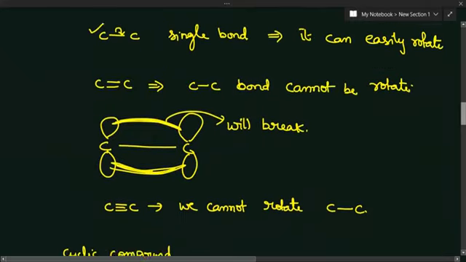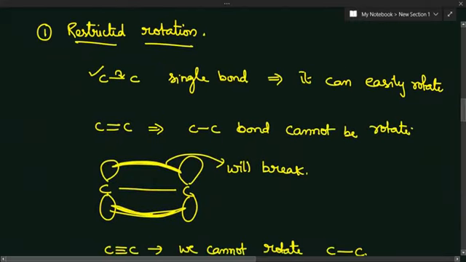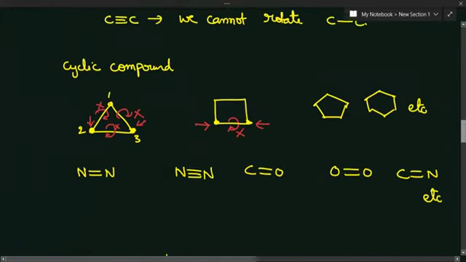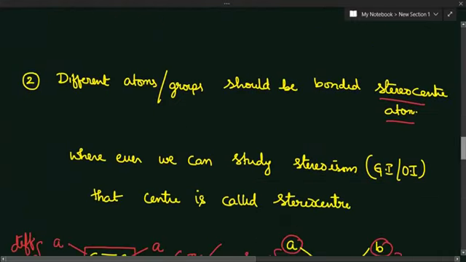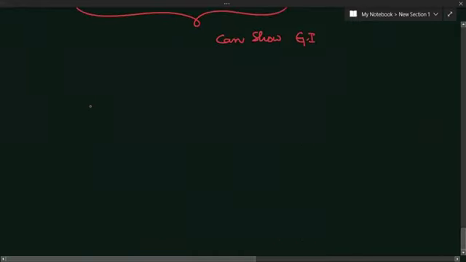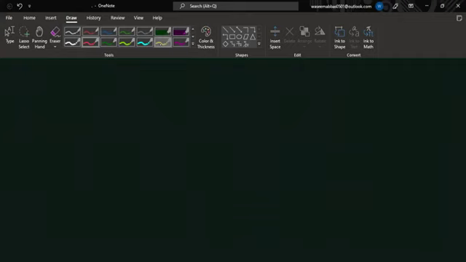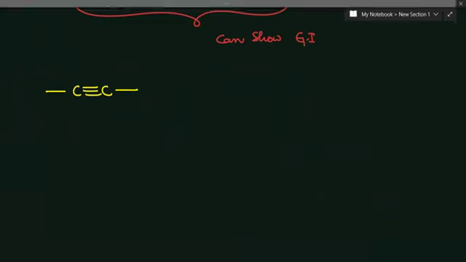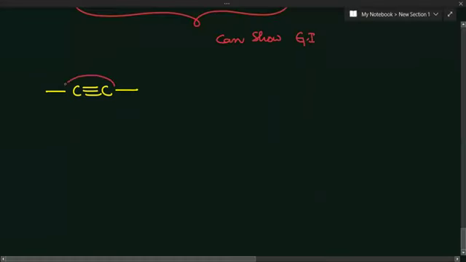Conditions are important. As I told you, the first condition is restricted rotation. That restriction can be because of the double bond or triple bond, or can be because of the ring, and different atoms should be bonded. Now, if you take an example of alkyne, C triple bond C, the first condition is satisfied, no doubt, that is restricted rotation, but it has only one bond. It has only one bond, so no two different groups. This carbon has only one bond.